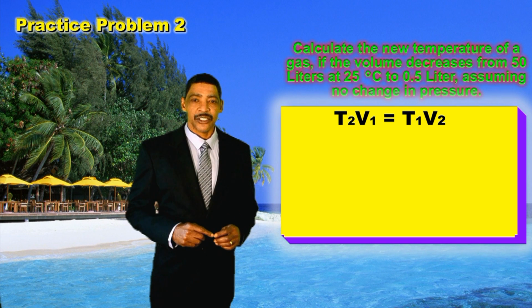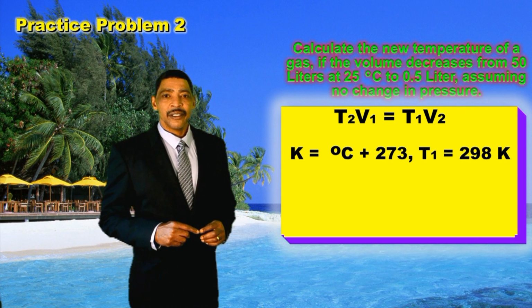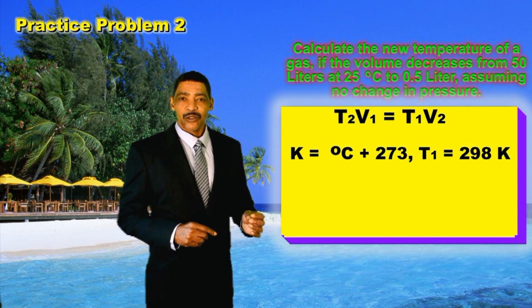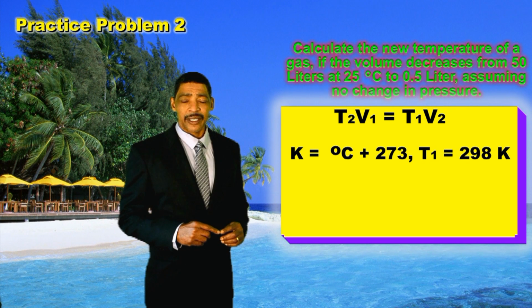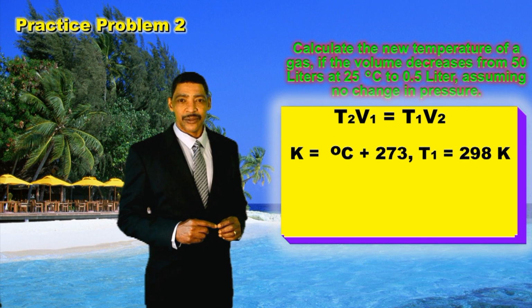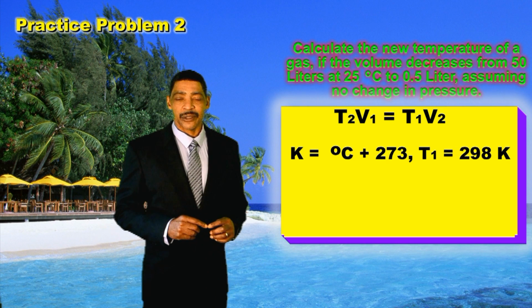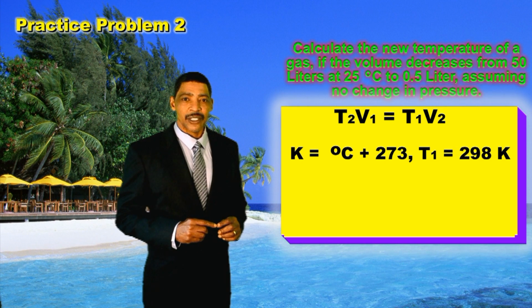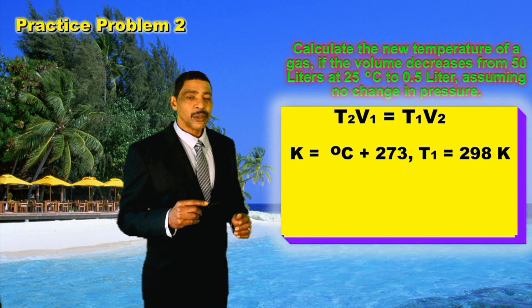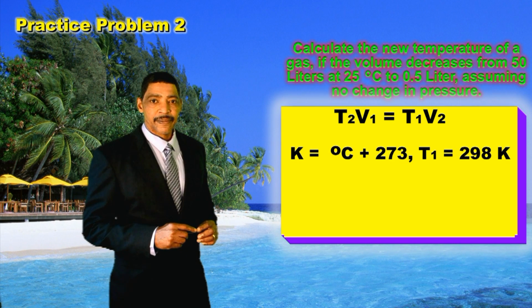This represents Charles' law. From the information, the temperature is given as 25 degrees Celsius. However, when performing gas law calculations, the Kelvin scale should always be used. To convert the Celsius temperature to Kelvin temperature, we simply add 273. This will give a Kelvin temperature of 298 K.